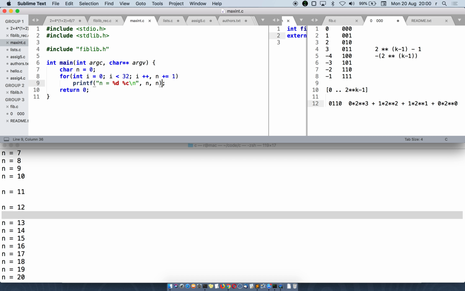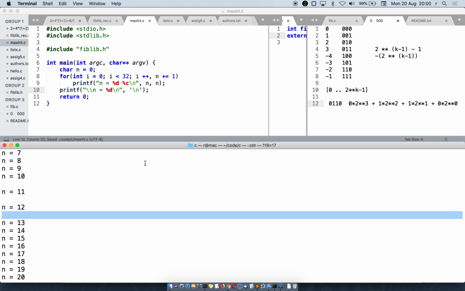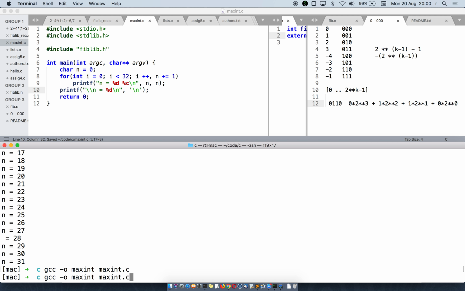Let's do another thing for more edification, right? So I'm going to say printf here on the last line, and I'm going to say \n equals %d \n \n. This will be very confusing, probably. Okay, so let's run this again. And this is what we see, right?